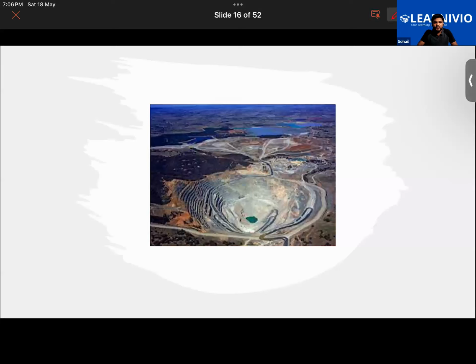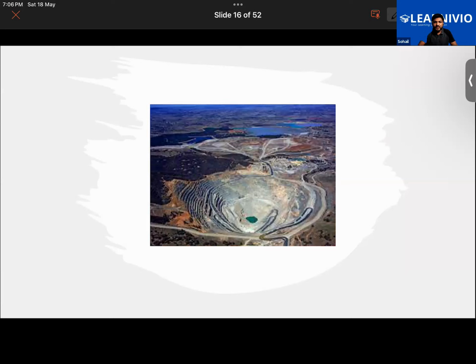Okay, I have one question for you. Which country produces the most amount of coal? Meaning, where are the major reserves of coal found? Which country? Any idea? The country to produce the maximum amount of coal is China. China, exactly. China is the largest coal producing country in the world.